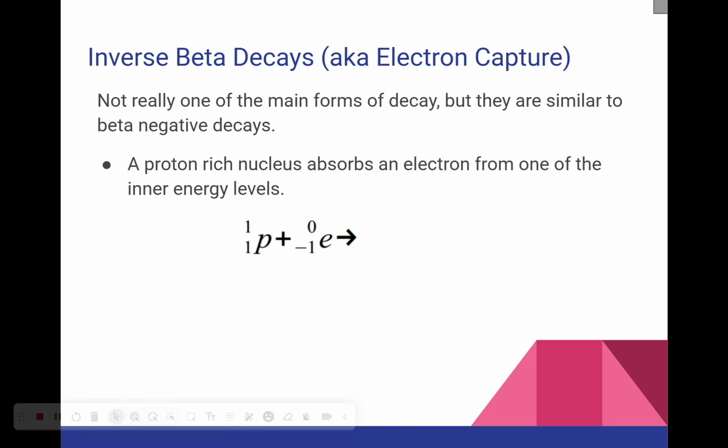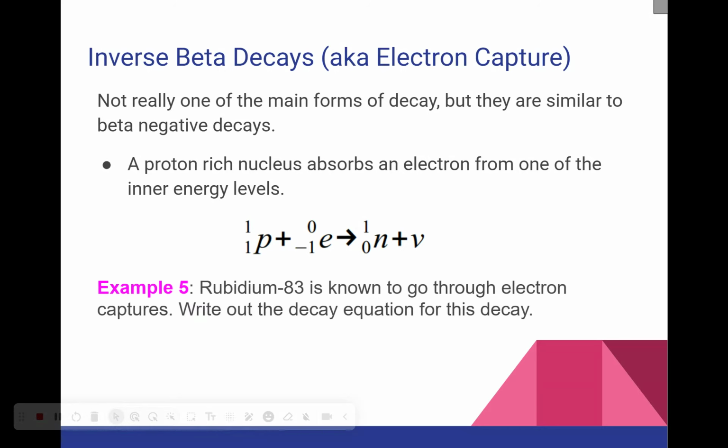We'd have to do our conservation of nucleons and charge here. I get a neutron as my product, and just the way it happens to work out, a neutrino is also produced. So if I said to you that rubidium-83 goes through these very rare electron captures, and I wanted you to write out the decay equation for it, it would look quite different from the other ones. Because I start with the rubidium-83, and yep, I had to look up on the periodic table that its atomic number is 37, and then I add the electron to it on the reactant side, if you want to think of it that way.